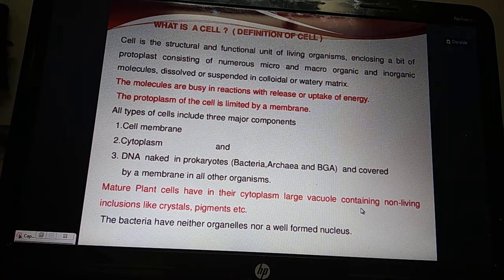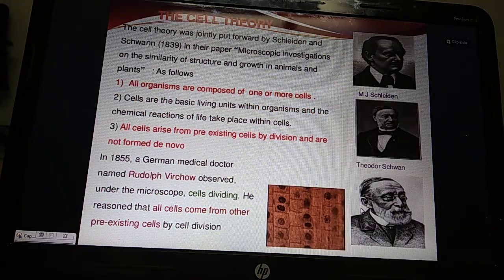All cells include three main components. One is the cell membrane, the outer membrane. Then the matrix, known as cytoplasm. And then genetic material, DNA, that is naked in the prokaryotes, but it is enclosed in the nucleus in the eukaryotes. Mature plant cells have a large vacuole and some non-living inclusions, crystals, pigments, etc. The prokaryotes neither have organelles nor a well-defined nucleus.